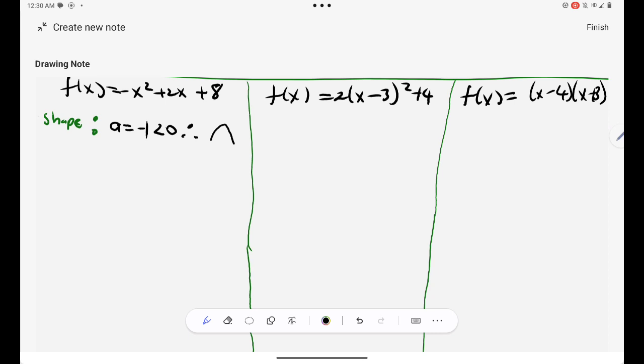Secondly, I must find the turning point of my graph. I can use the derivative if I'm doing grade 12, but you can still say the x value at the turning point is minus b over 2a. Are you together? Minus b over 2a. You just substitute wherever you see b and 2a.